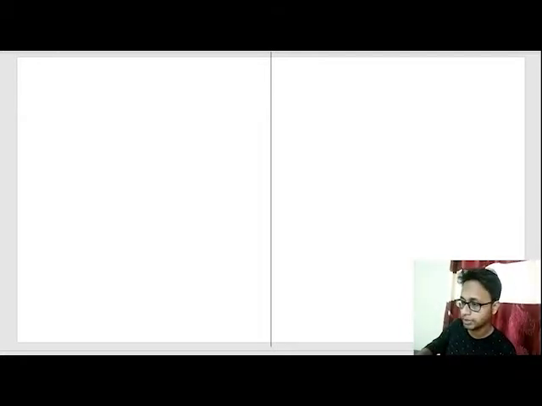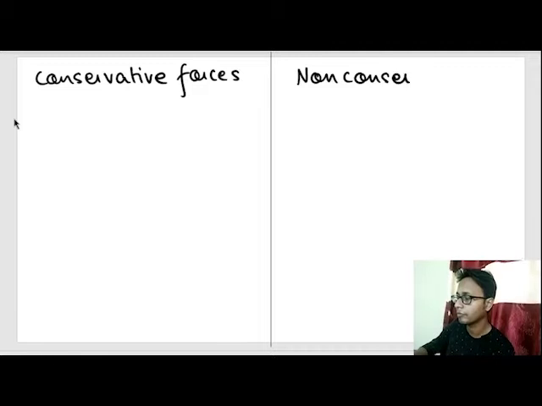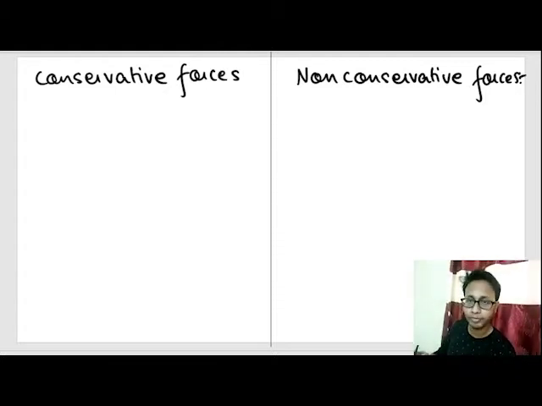So what are these types, conservative and non-conservative force? As I keep writing the definition, I'll keep on explaining. Okay. So conservative forces and non-conservative forces. Conservative forces. So the first definition of conservative force is work done is based on displacement.